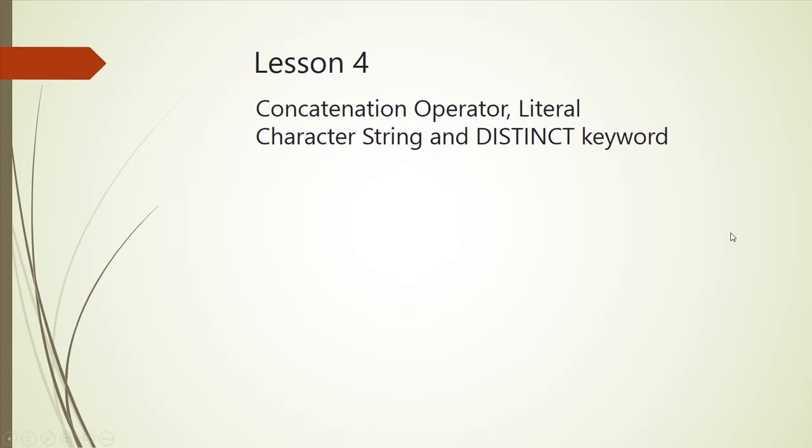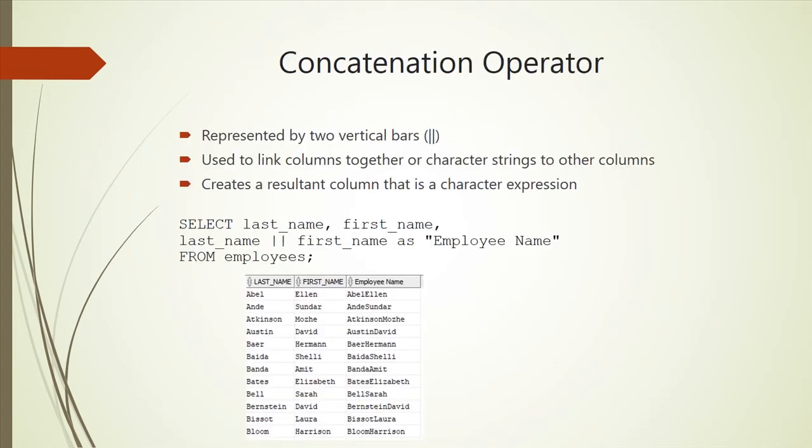Hello everyone and welcome to chapter 2 lesson 4: concatenation operator, literal character string and distinct keyword. The concatenation operator, which is represented by two vertical lines, can be used to link columns together or character strings to other columns. The output of the concatenation is a column that is a character expression.